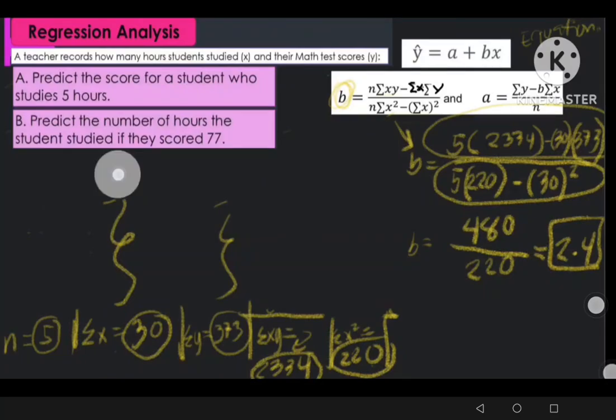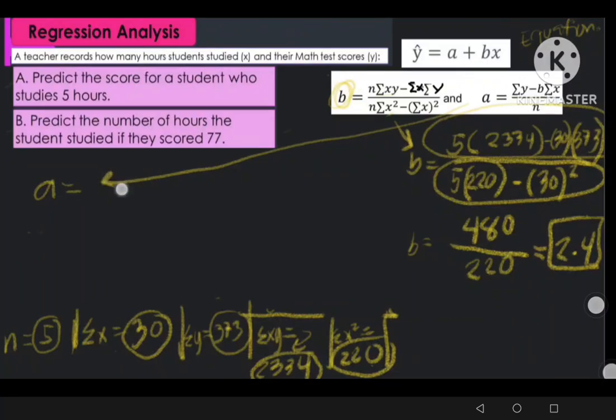Okay. Just take note of the answers given. So this is our answers. Proceed to letter A. Using our formula here in A, this is our formula. Again, the formula in A.